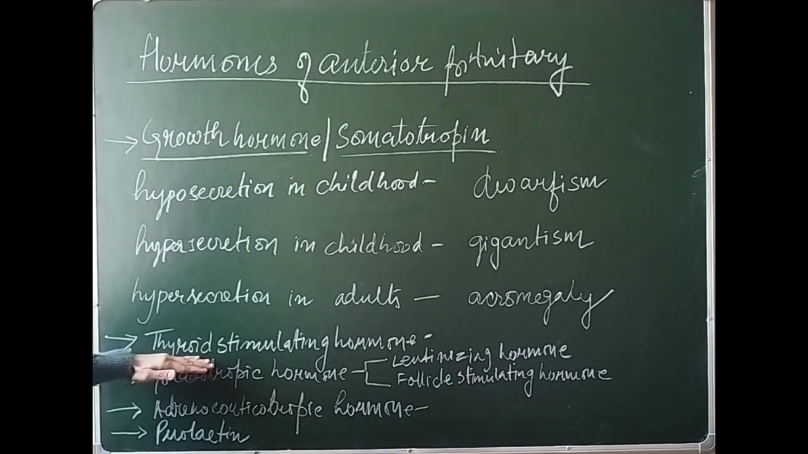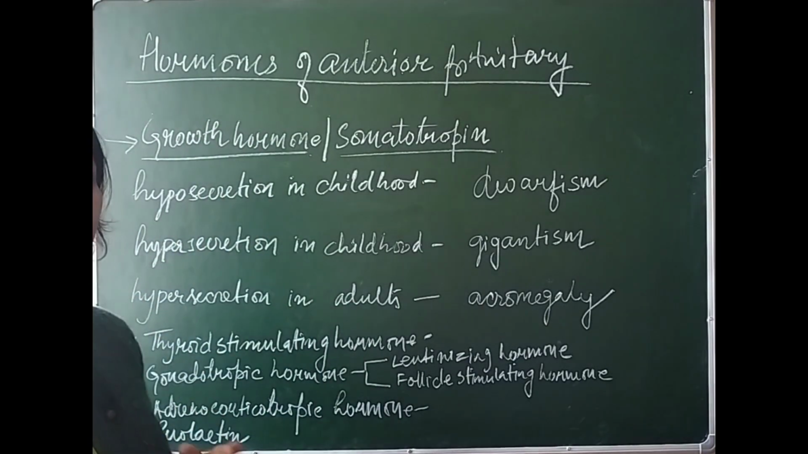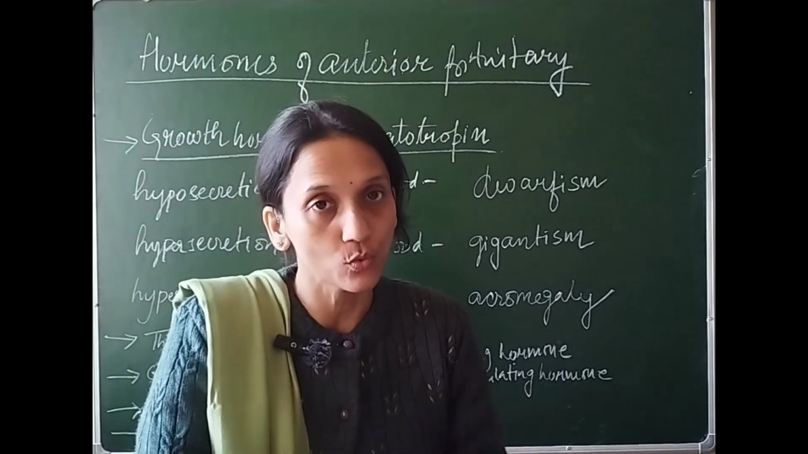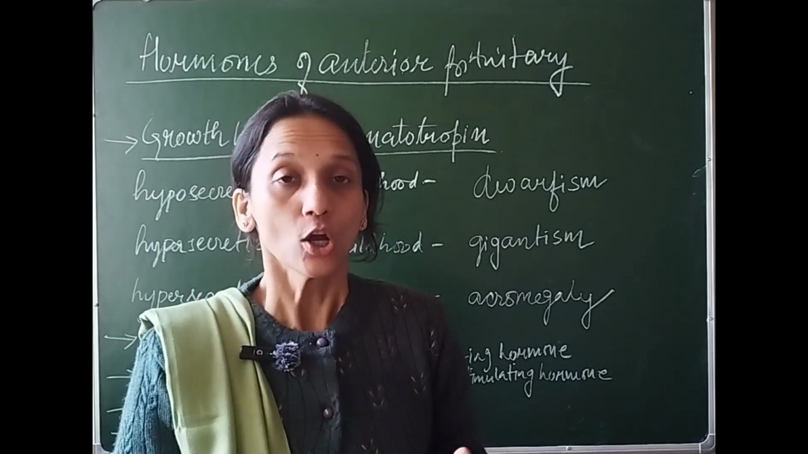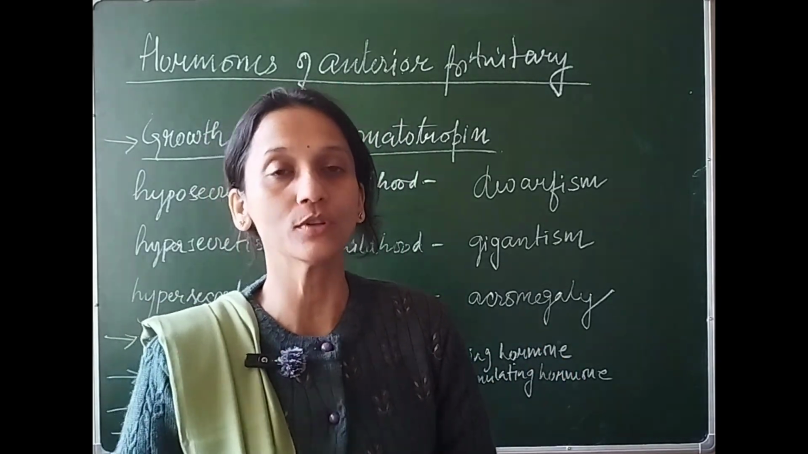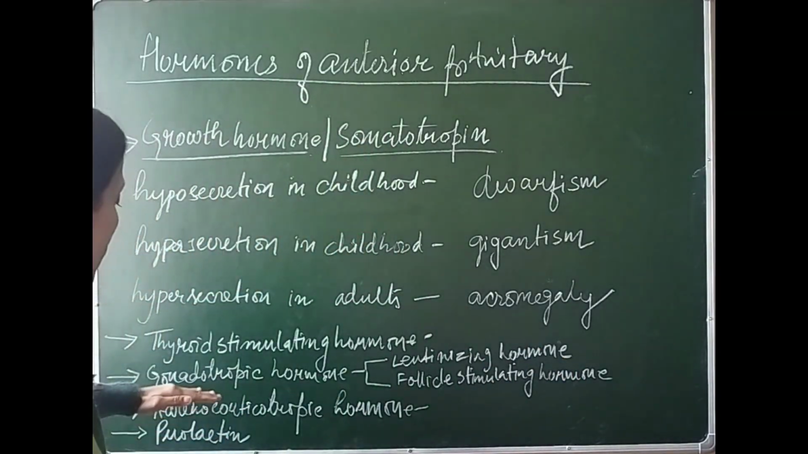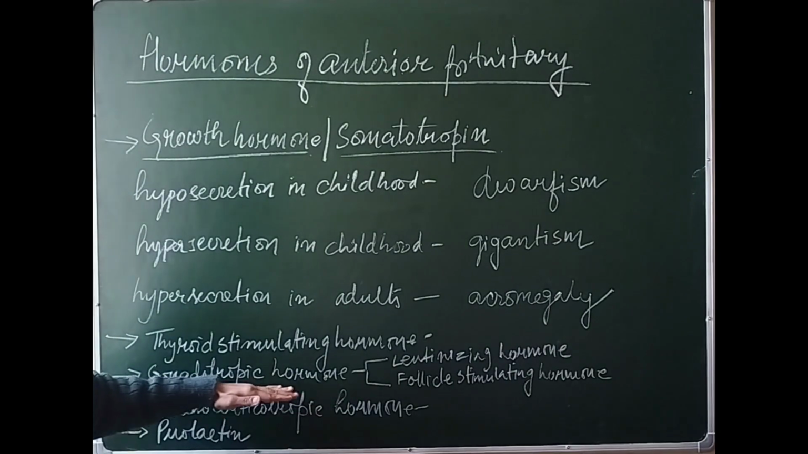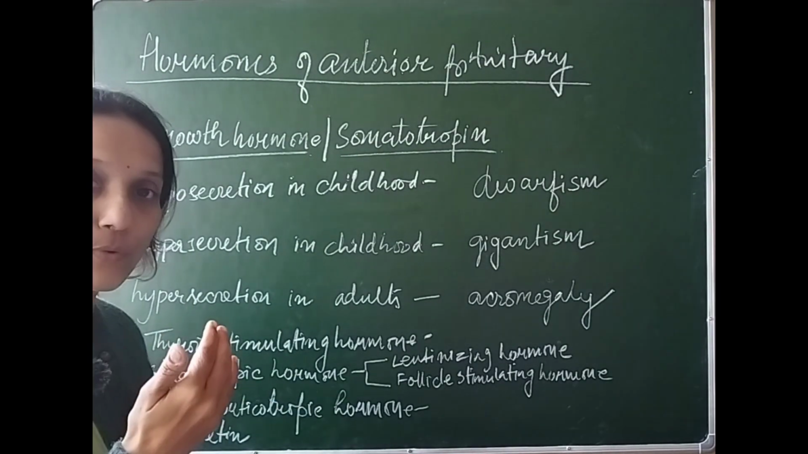The next hormone is thyroid stimulating hormone. The name only tells us its main function is to go and stimulate the thyroid gland so that it produces its hormone efficiently. Next hormone is the gonadotropic hormone. Gonadotropic hormones go and influence our gonads.